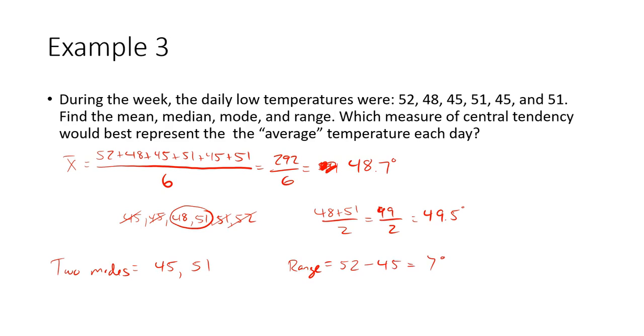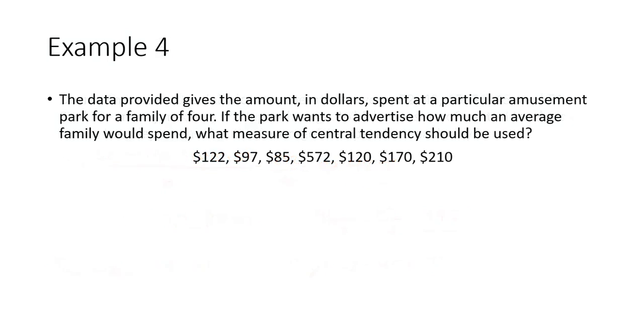So again, in this case with no outliers, you can see that the mean or the median would both do a pretty good job of representing the average temperature. Finally, we have data provided from an amusement park based on the amount of money that a family of 4 spends while they're visiting the park. The park wants to advertise how much on average a family would spend, and so let's determine what measure of central tendency we should use.